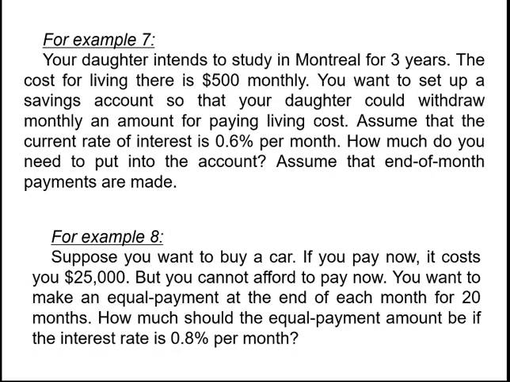Your daughter intends to study in Montreal for 3 years. The cost of living there is $500 monthly. You want to set up a savings account so that the daughter can withdraw an amount monthly for paying living costs. The current rate of interest is 0.6% per month. How much will you need to put into the account if the payments are made at the end of each month?